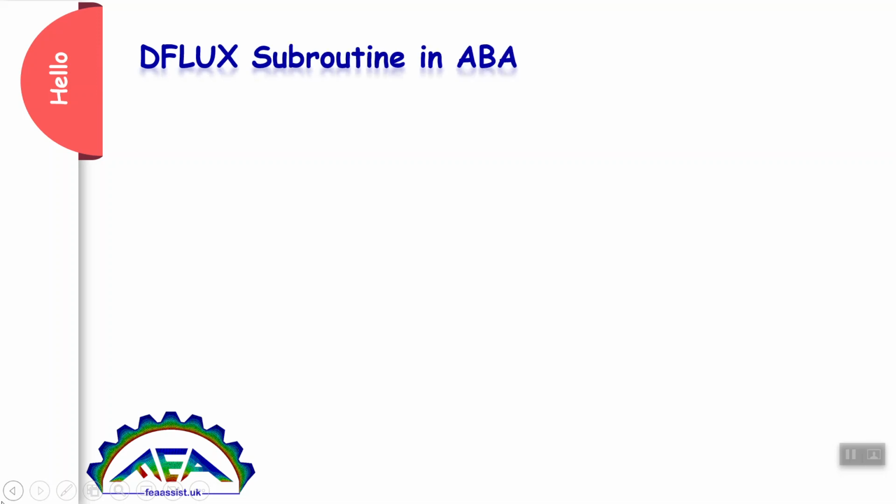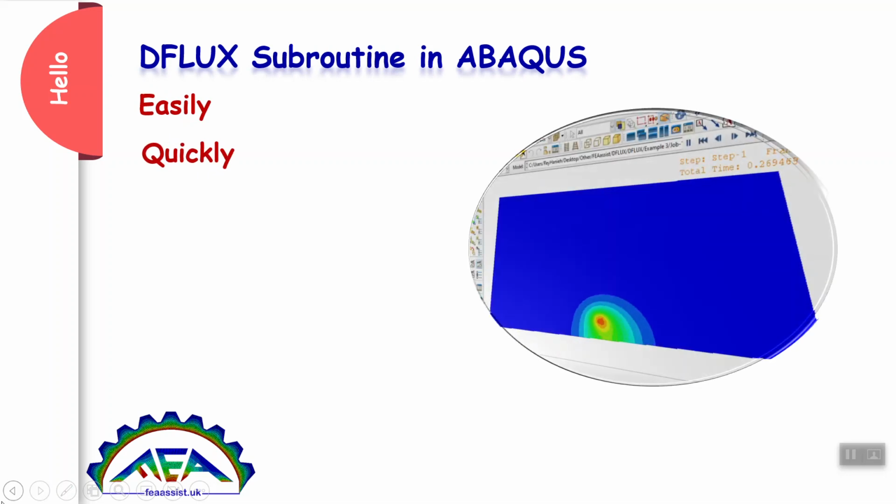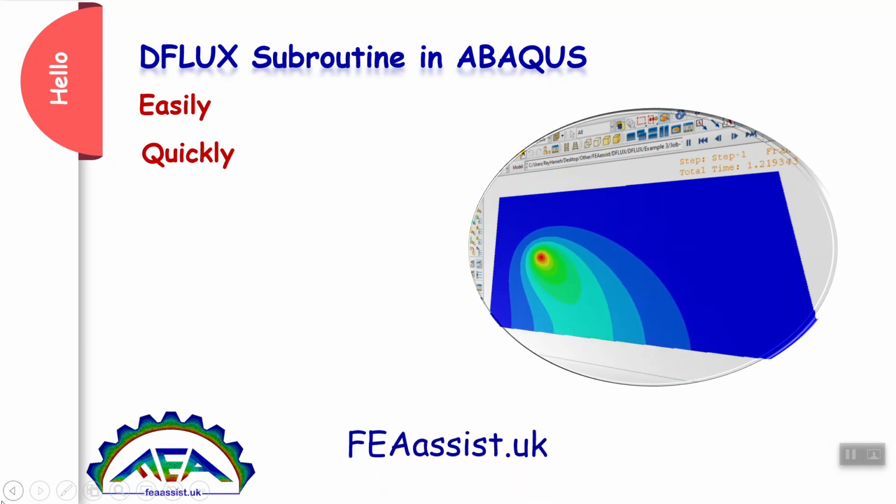Hello, do you want to learn the DFLUX subroutine in Abaqus easily and quickly? Indeed, DFLUX is a subroutine to define heat flux in heat transfer problems and mass flux in mass diffusion problems. In other words, if you want to have a movable heat source like a laser, or a movable object in your problems like carbon atom diffusion, you need to define a DFLUX subroutine. Stay with us.